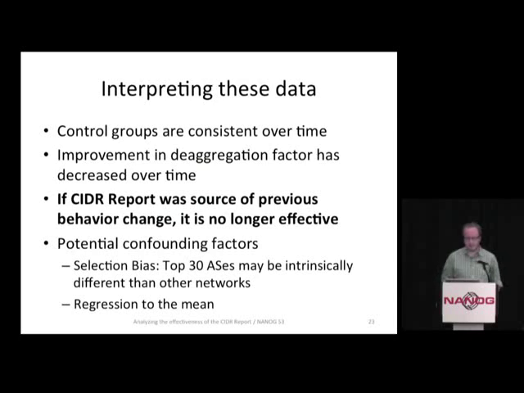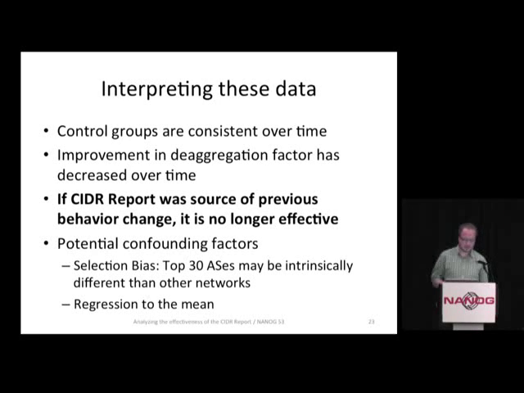So how do we interpret this data? First, the control groups are consistent over time. This suggests that there wasn't some change in behavior of all ASes. The control group remained roughly the same, and so the behavior change we noticed seems to be associated with the ASes that appear on the top of the report. As I mentioned, the improvement in the deaggregation factor has decreased over time. So this suggests, and it's hard to be absolutely certain about this, that there was a change associated with appearing on the CIDR report, and that change has since gone away. So if you believe that the CIDR report was what caused this behavior change, you could then conclude that it's probably no longer effective.